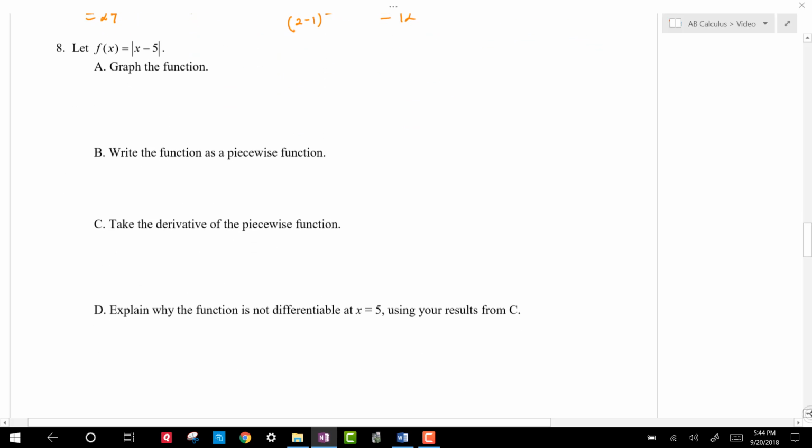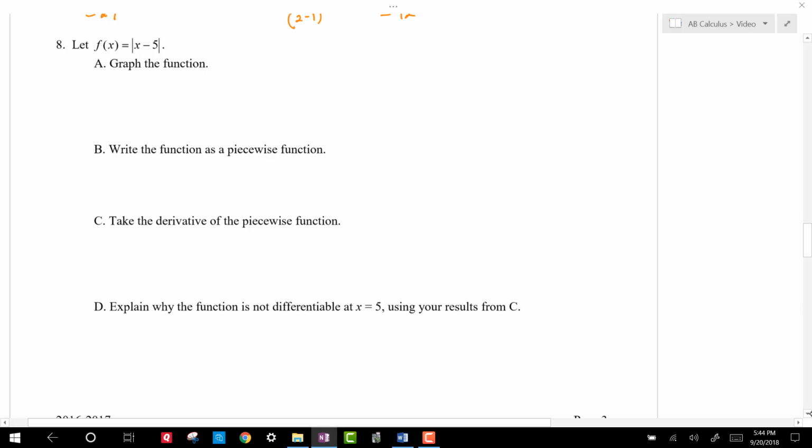All right. Number 8 says graph f of x equals the absolute value of x minus 5. We're going to do this quick and simple. x minus 5 means I'm going to shift to the right 5: 1, 2, 3, 4, 5. This graph has a slope of 1 to 1, so up 1 over 1 on the right, and then a negative 1 on the left. Close enough, right?